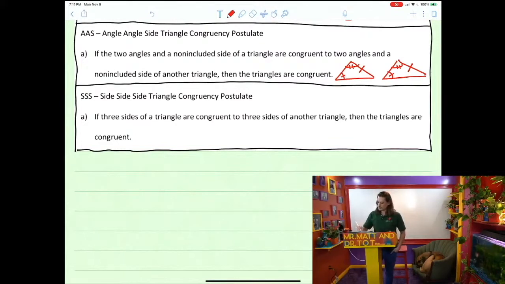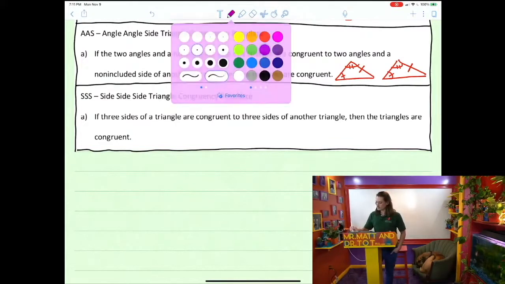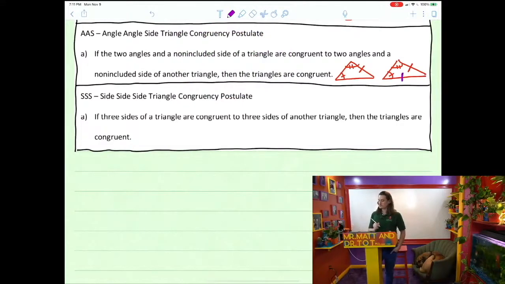I do want to note, if this was over here though, notice that that doesn't match up because the congruent side is not next to the same corresponding angle. The purple hash mark is saying that that congruent side now is adjacent to angle 1, whereas before the congruent side was adjacent to angle 2. So that would not be congruent. I just wanted to point that out.